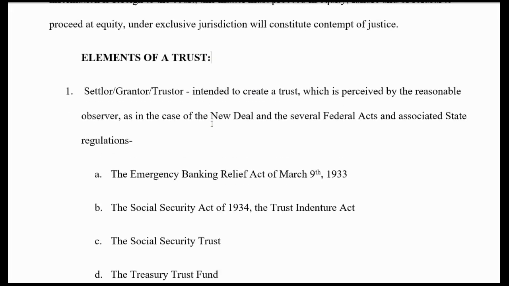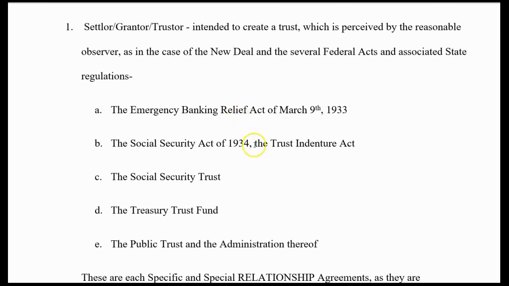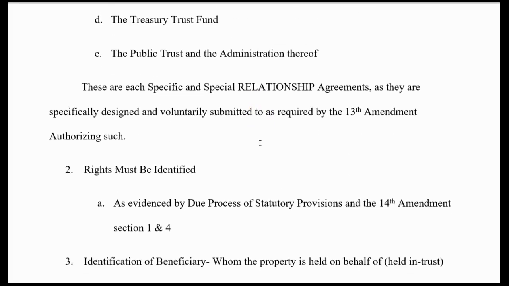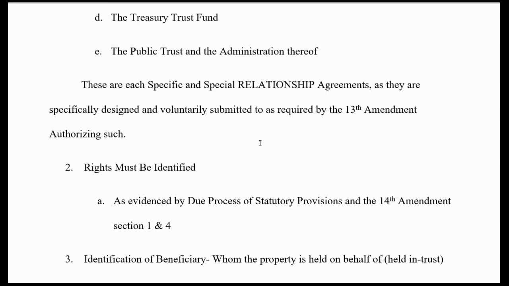So this gets into a little bit more about the elements of a trust. I can kind of let you read this, but there has to be a settlor, a grantor, a trustor, somebody who created it and who generated it, who started it, okay? And of course, they created trusts by the New Deal. And then there's millions and millions of trusts within the trusts under these different acts that you see on screen. And there are special relationship agreements that you have with that trust organization, don't you? Through the amendments, the 13th Amendment, and so forth.